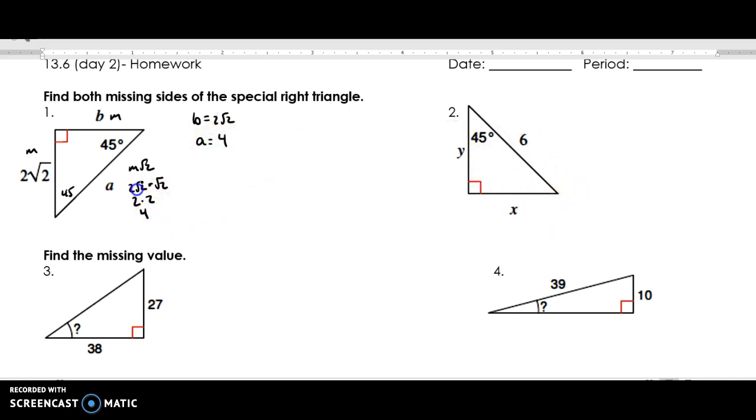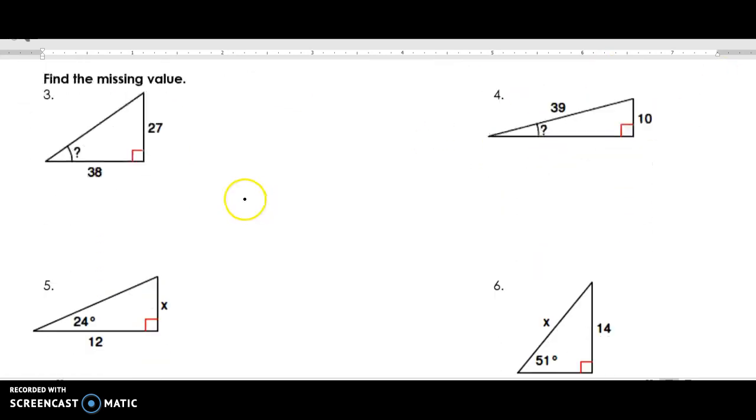Okay, the next one we have m root 2. So here I have to solve this equation for m, right? So if m root 2 is equal to 6, that's going to give me 6 root 2 over 2, which is going to give you 3 root 2. So each of these sides would be 3 root 2. So those are 45, 45, 90s.